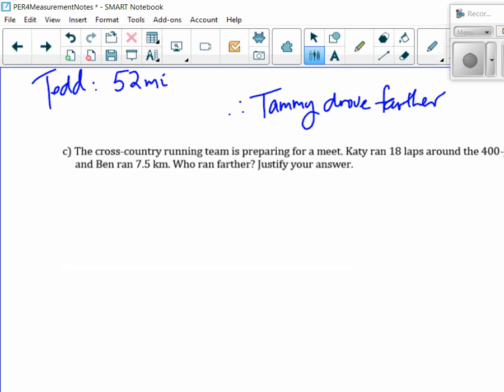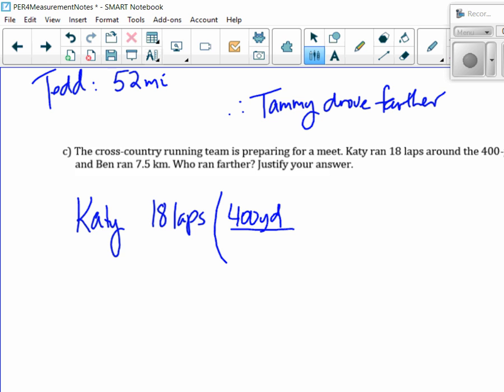So cross-country running teams preparing for a meet. Katie ran 18 laps around a 400-yard track. Ben ran 7.5 kilometers. So we need to figure out who ran farther. So first off, if each lap is 400 yards, we have to first do Katie is 18 laps times 400 yards per lap. So you see the laps cancel, and we're now in yards.